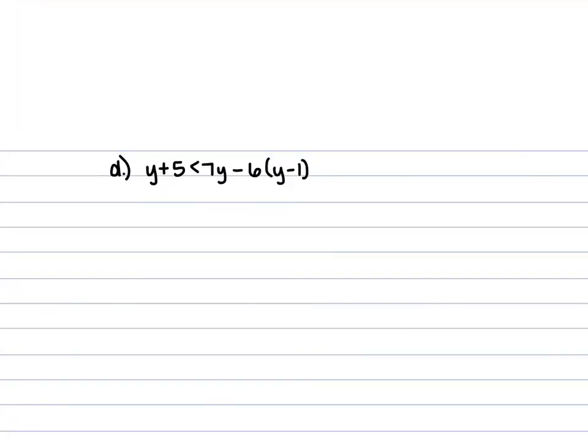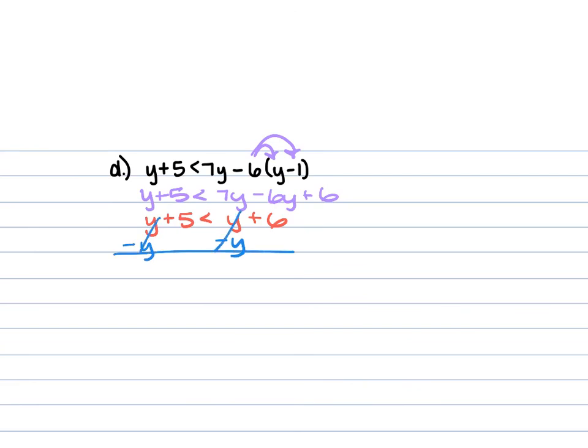For D, we have y plus 5 is less than 7y minus 6 times y minus 1. So we're going to distribute that negative 6. We have y plus 5 is less than 7y minus 6y plus 6. So we're going to combine our like terms on the right side to give us y plus 5 is less than y plus 6. Then we move the y over. Those cancel, so we are left with 5 is less than 6. Now 5 is less than 6. That's a true statement. So because this is a true statement, we have all real numbers.